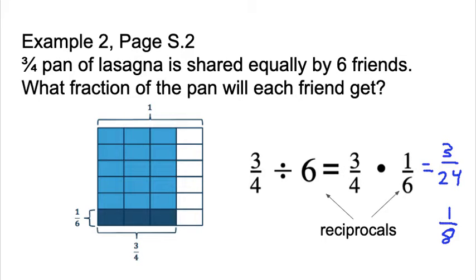You don't see that as much from this diagram, but they do end up with 1/8 of the lasagna of the original that was there. Okay. All right. So again, it's multiplying by that. So multiplying by the reciprocals. Again, the reciprocal of 6 over 1 is 1/6. Okay.